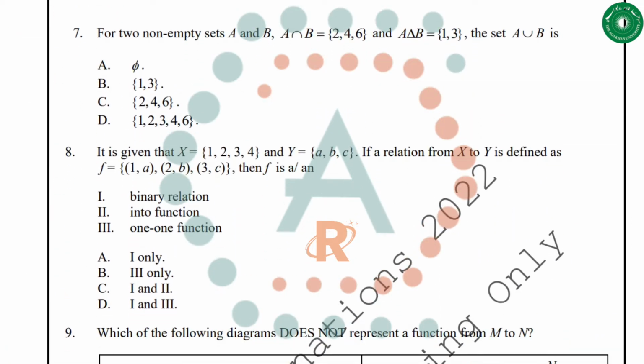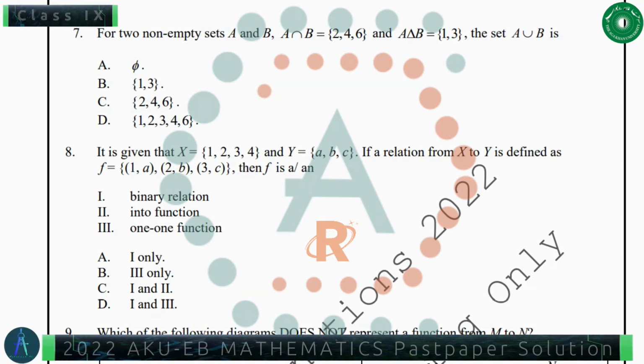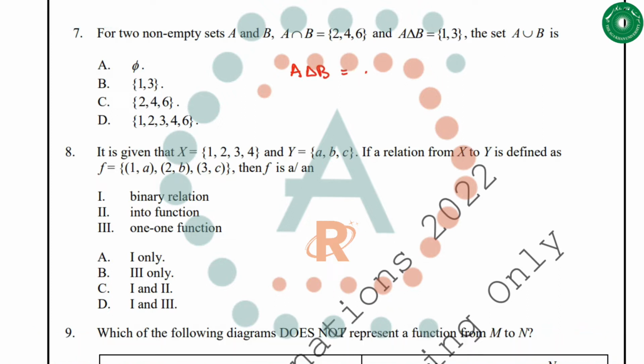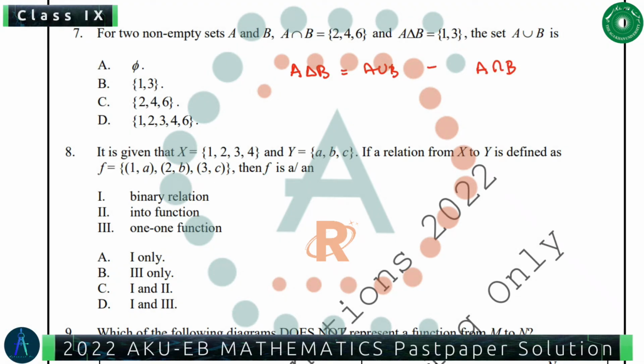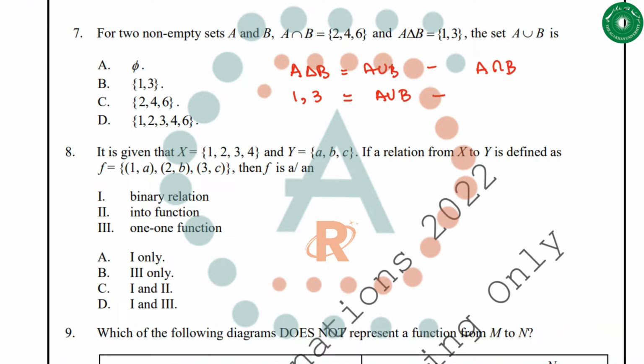Let's see now question number 7. For two non-empty sets, A intersection B is this and A delta B is this. We have to find the A union B. So the formula for symmetric difference is A union B minus A intersection B. We have the A delta B, that is 1, 3, and A intersection B is 2, 4 and 6.